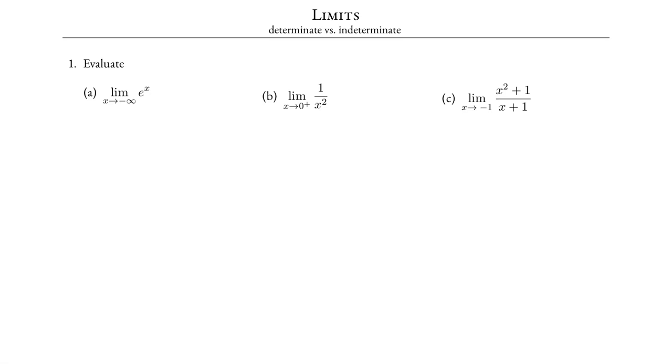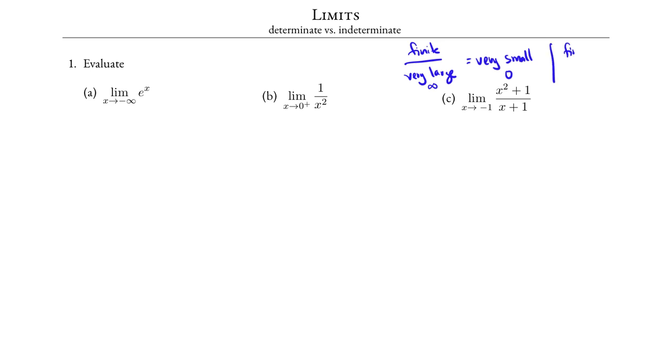The limits of the determinate and indeterminate forms. Before we do this, keep in mind that if we were to take a finite number divided by a very large number, and a very large number is infinity in this case, then we would end up with a very small number, and a very small number is 0.